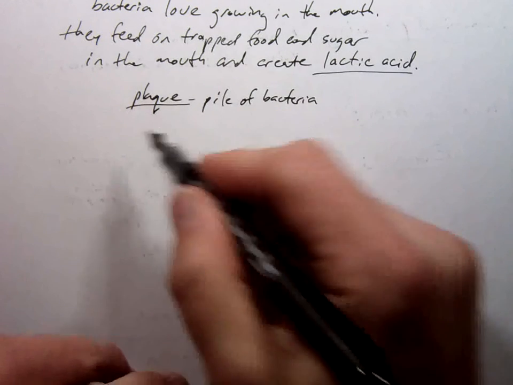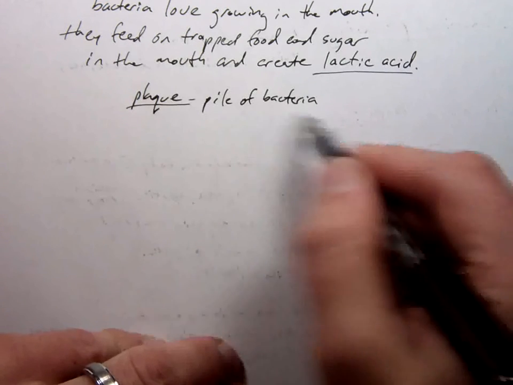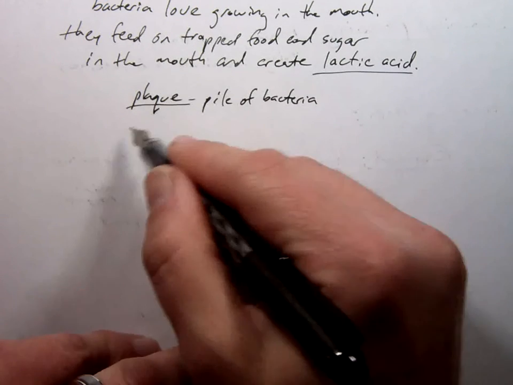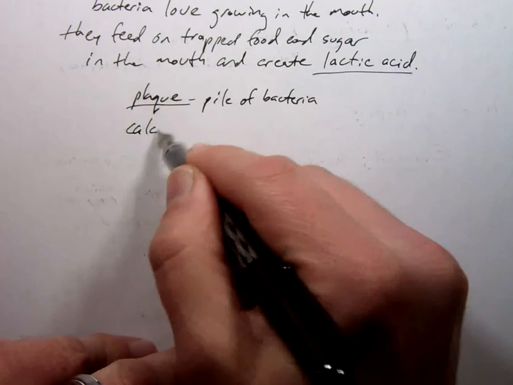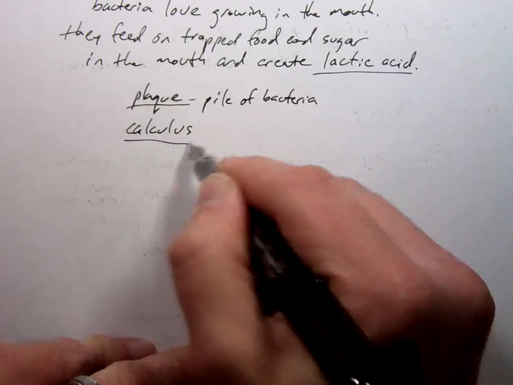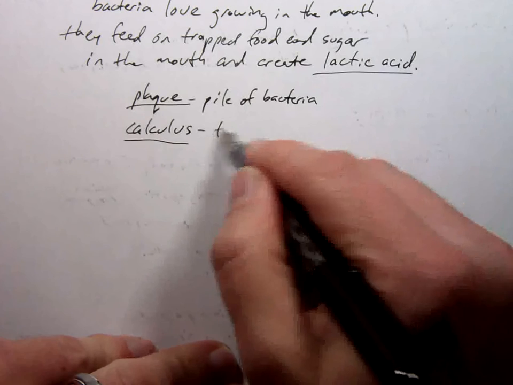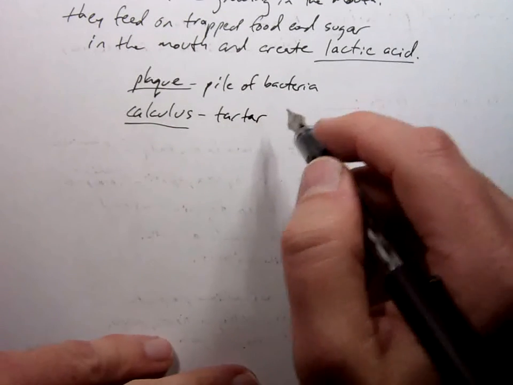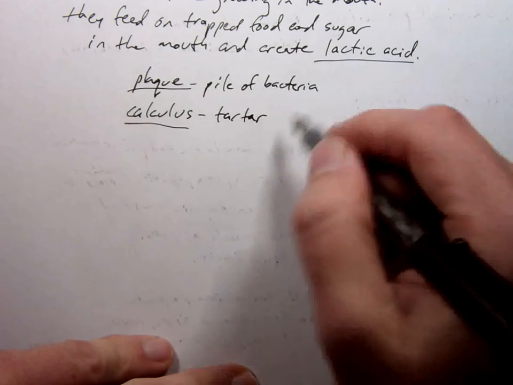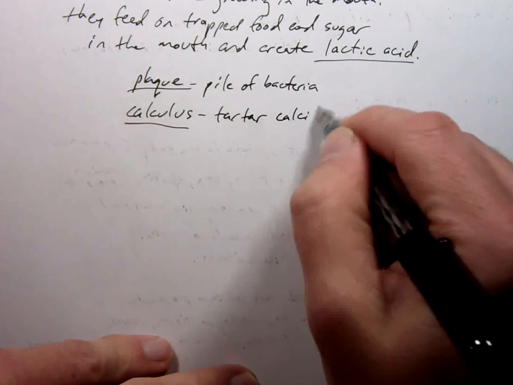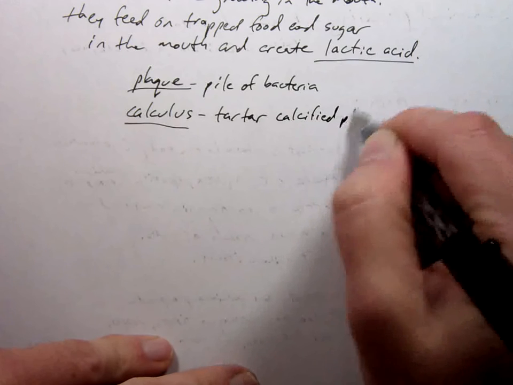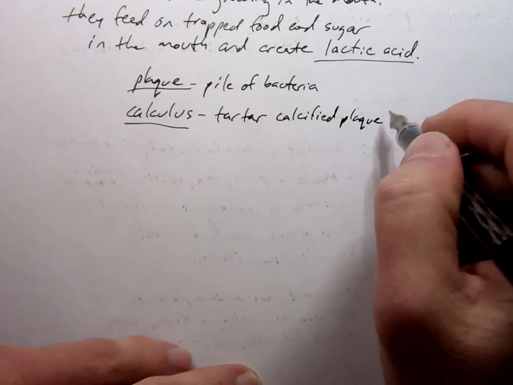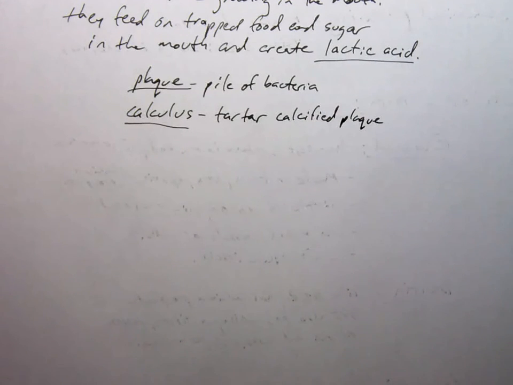And then if this is left to sit for too long, then it becomes calculus. That's what I think of calculus. It's another word for tartar. Tartar. It's calcified plaque. When it gets to this point, it cannot be brushed off. It has to be chipped off of your teeth. That's another thing your dental hygienist does with that little tool, scraping at the base of your teeth, trying to break all that loose.